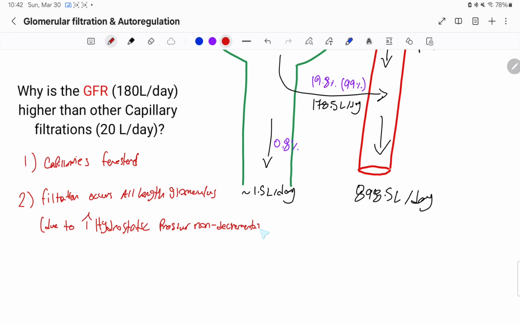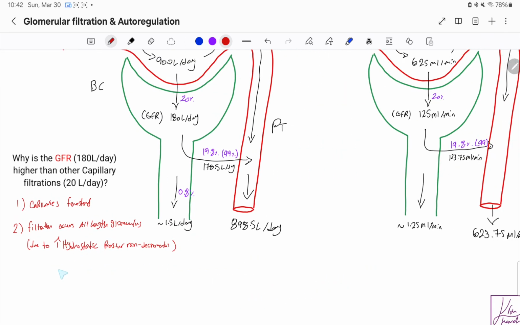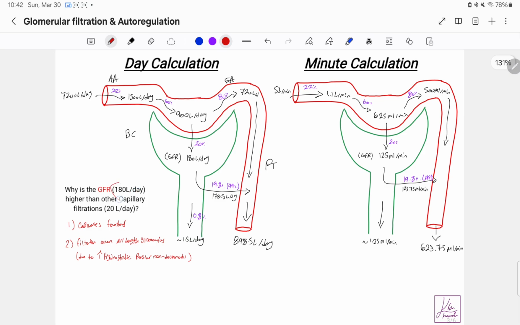It doesn't go down. So if you remember, in other capillaries, we would start out at 37 millimeters of mercury, and by the end of the capillary, we'd be at 17. In the glomerulus, we start out at 55 millimeters of mercury, and we don't actually go down. We start out at 55 at the start of the capillary, and by the end of the capillary, we're still at 55. It's non-decremental. So this constant high driving pressure means that I'm going to filter a whole bunch of fluid out. That's why the filtration is higher than all the other capillaries.